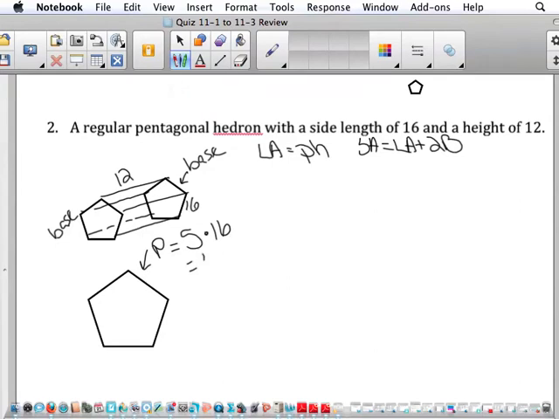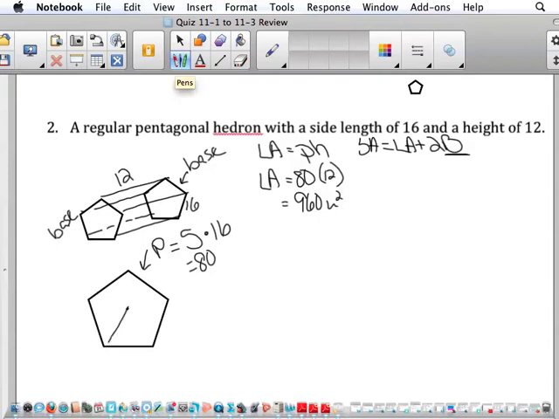Which is 80. Okay, so now I have my lateral area is the perimeter, 80, times my height, which is 12. That gives me a lateral area of 960 units squared. Now for my surface area, I need to find the area of the base. That's why I drew this one down here.